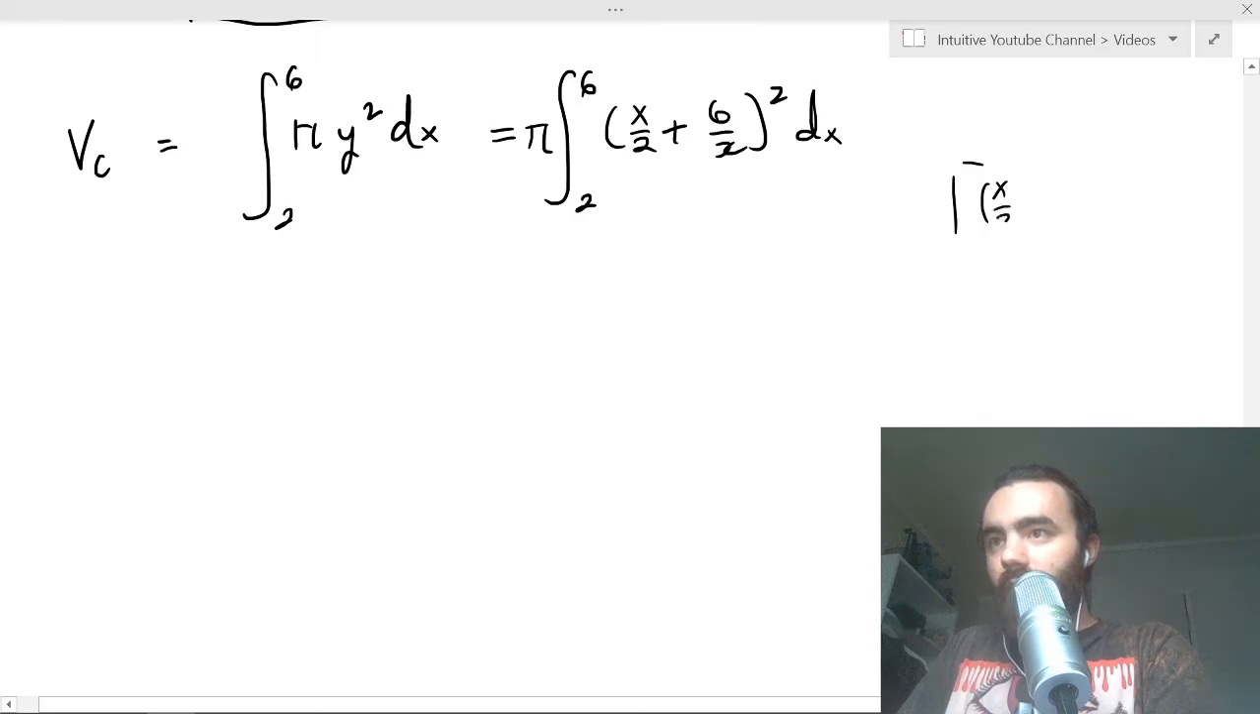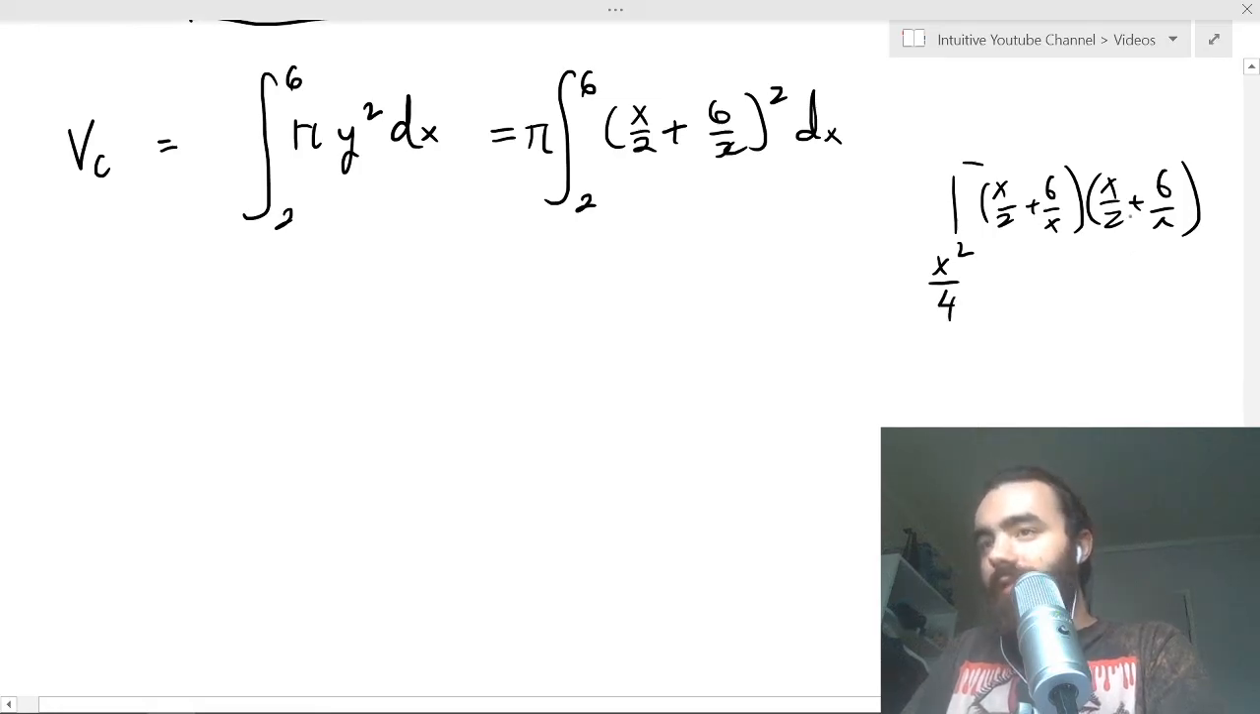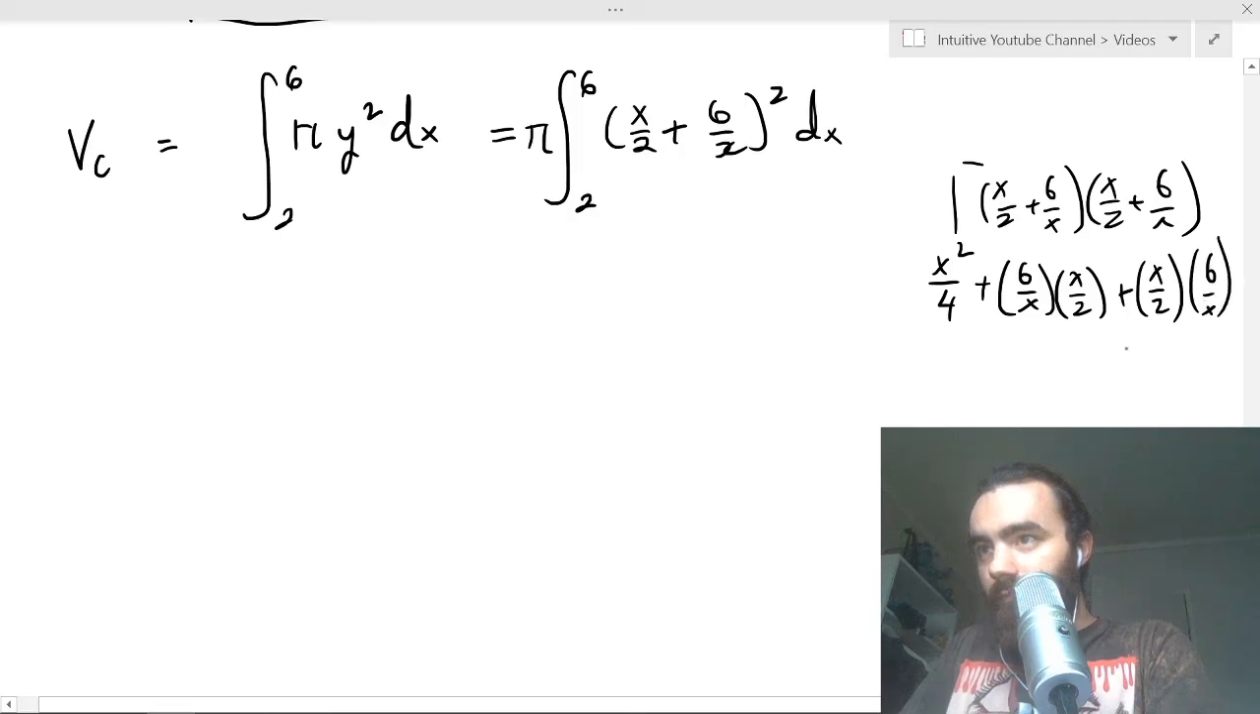So x over 2 plus 6 over x, times x over 2 plus 6 over x. Expand this out so then we can integrate it easily. That gives us x squared over 4, plus 2 times x over 2 times 6 over x, plus 36 over x squared.